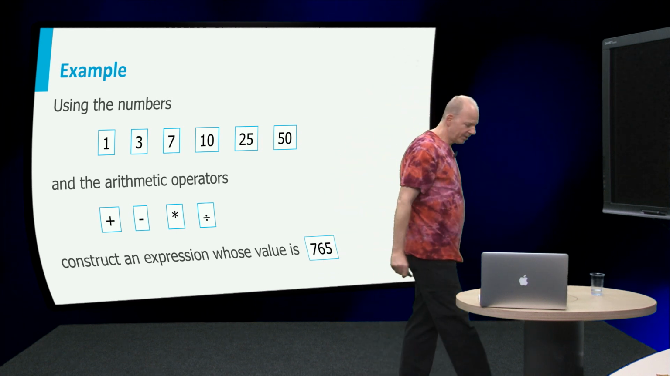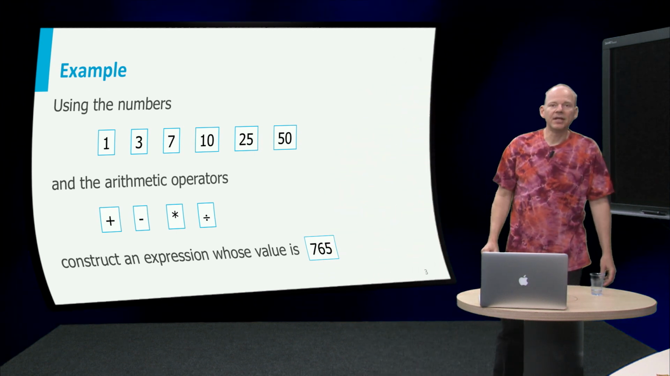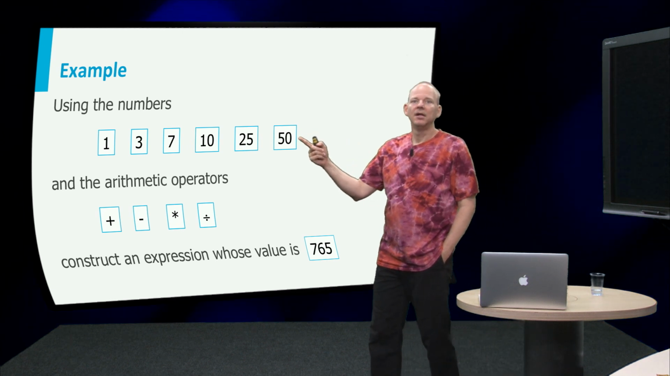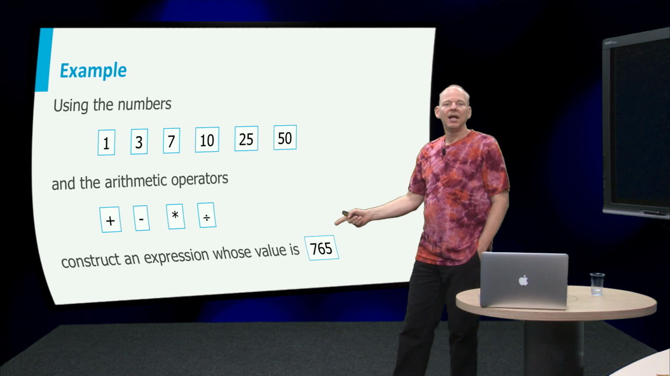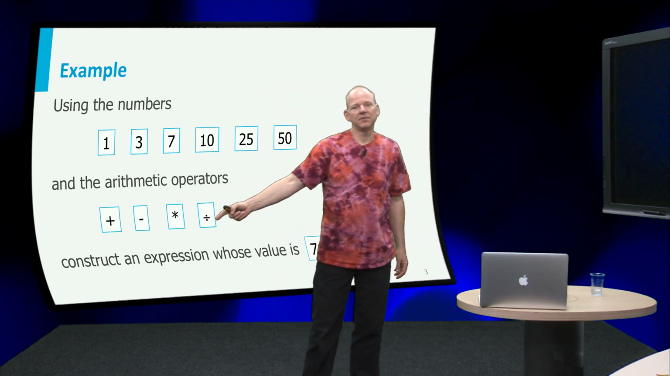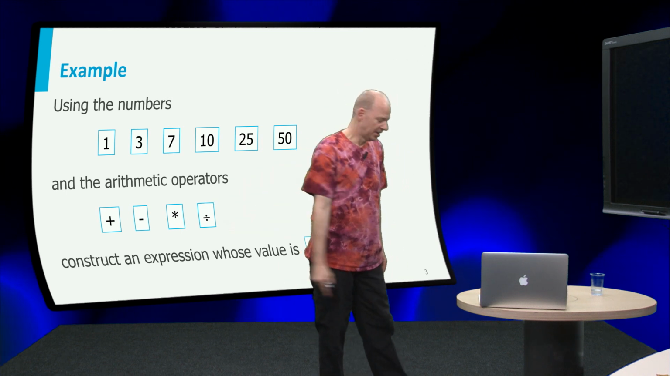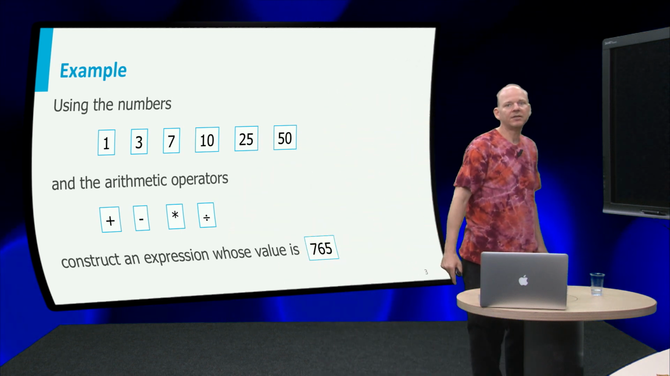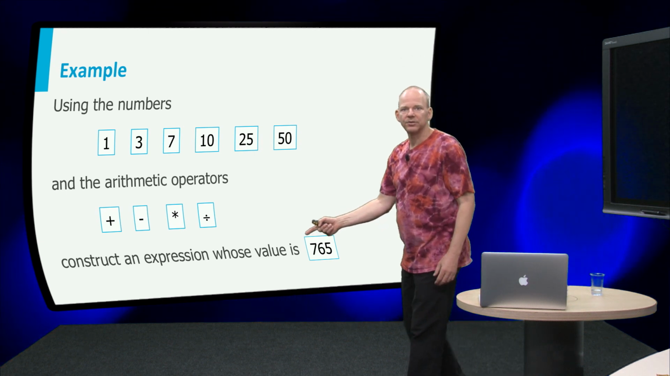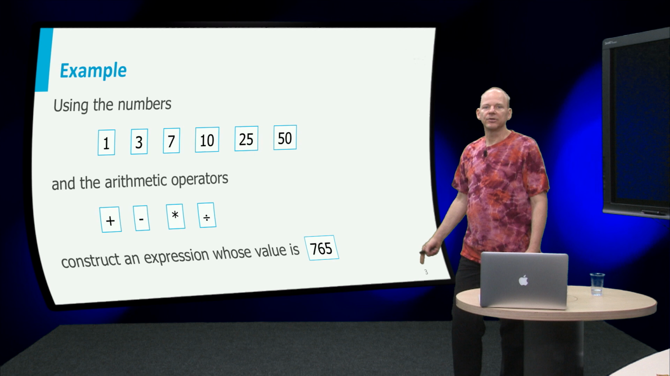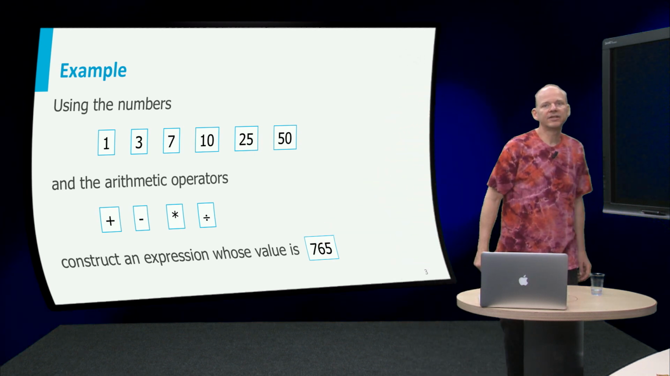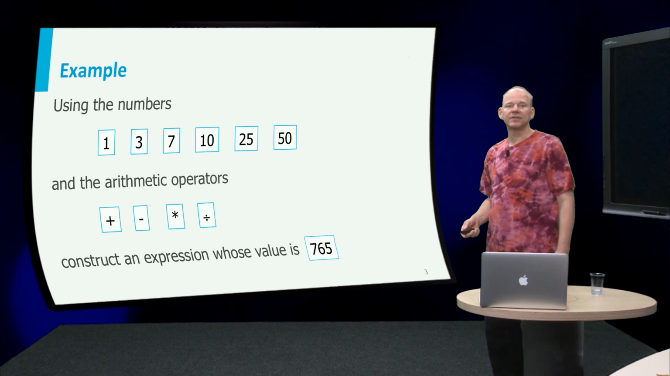So let's look at what this countdown problem is first in an informal way. Given a set of numbers and the standard operators, addition, subtraction, multiplication, and division, we need to create an expression whose value is some given value. So in this case, we have to create an expression whose value is 765.